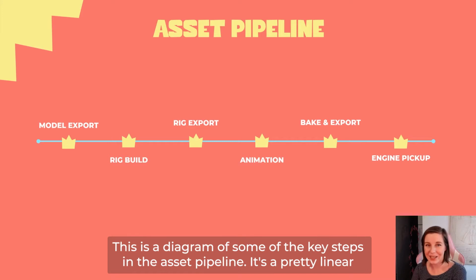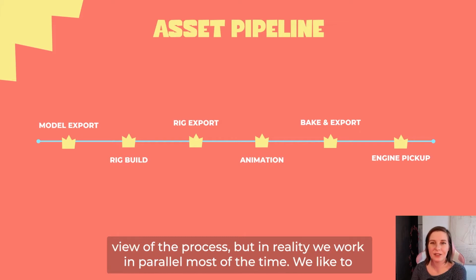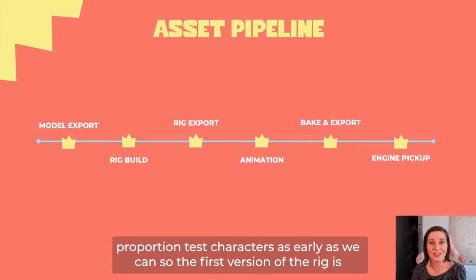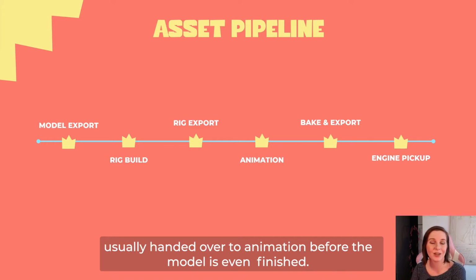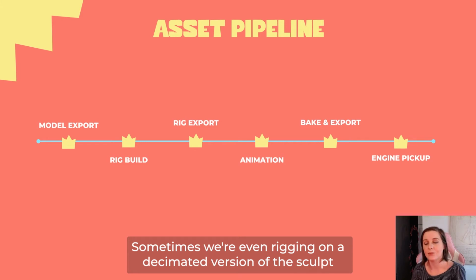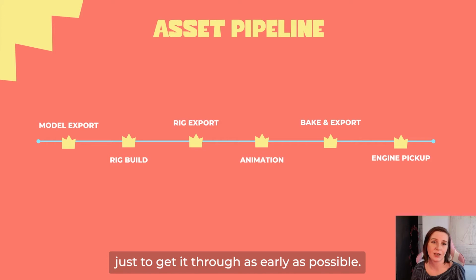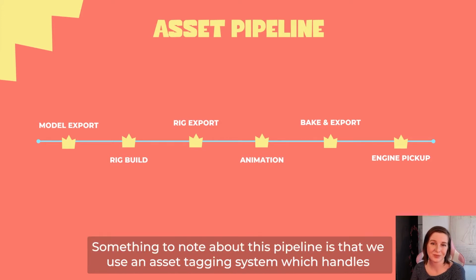This is a diagram of some of the key steps in the asset pipeline. It's a pretty linear view of the process, but in reality, we work in parallel most of the time. We like to proportion test characters as early as we can, so the first version of the rig is usually handed over to animation before the model is even finished. Sometimes we're even rigging on a decimated version of the sculpt just to get it through as early as possible.